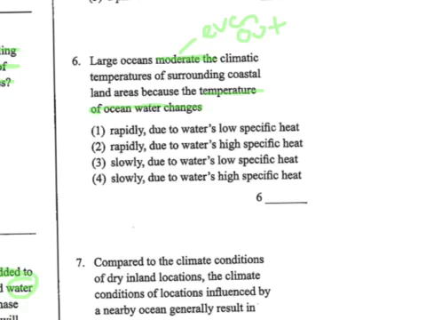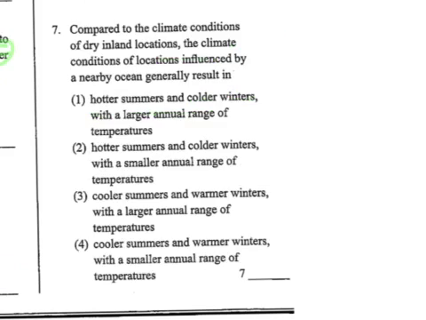What you need to remember is what the specific heat of water is. If you look at your specific heat chart, you will notice that water has a high specific heat. So what does that mean about how quickly or slowly it will cool down or heat up? Compared to the climate conditions of dry inland locations, the climate conditions of locations influenced by a nearby ocean generally result in. So we are comparing land to water climates.